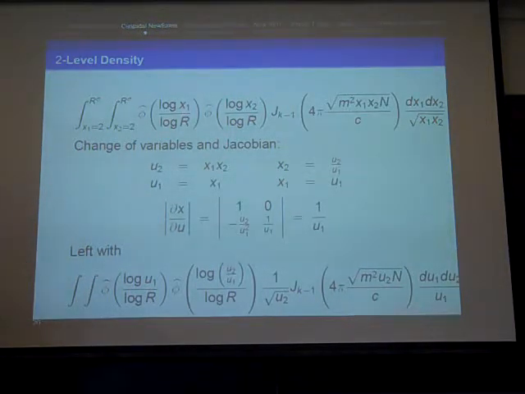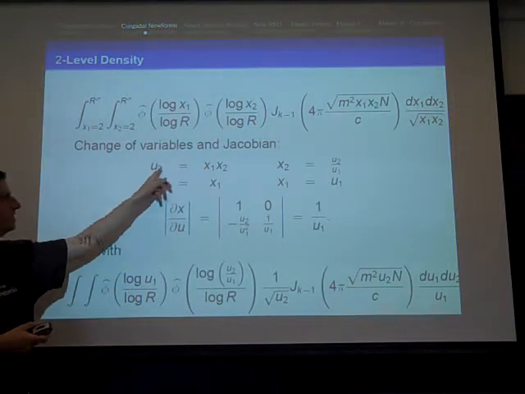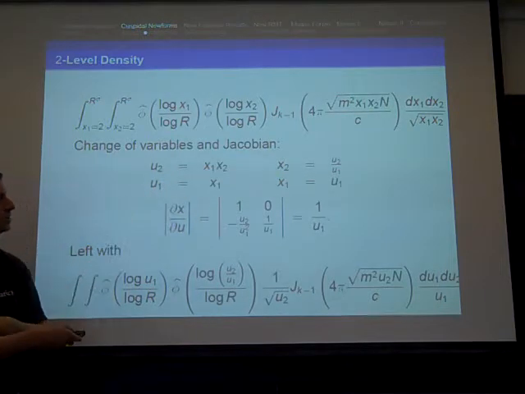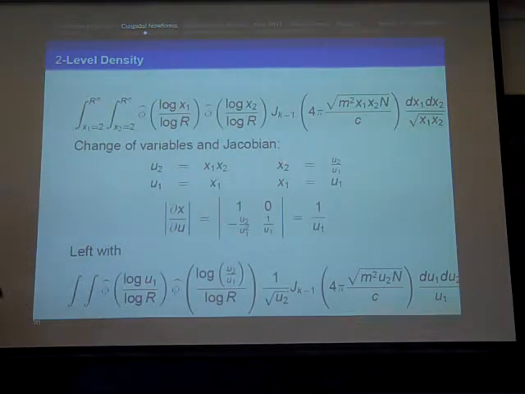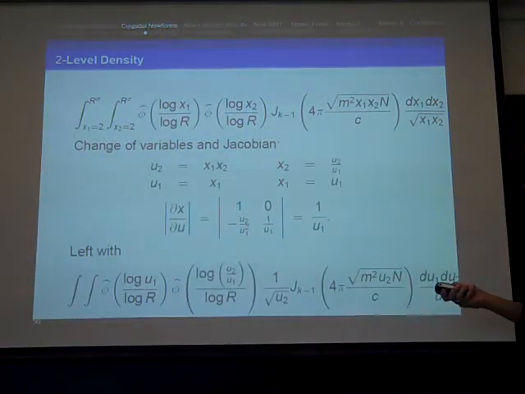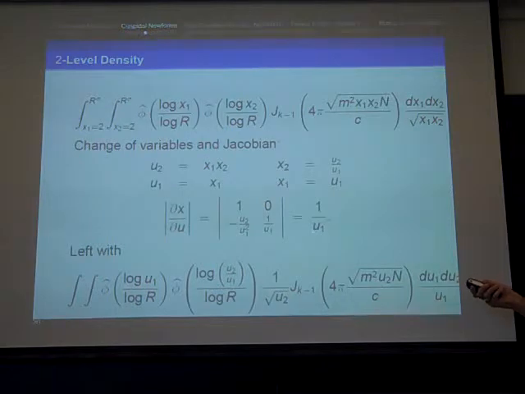So the two-dimensional integral for the two-level density: I have my test functions, I have two different arguments, I have my Bessel function, and I have this integral. The idea is the following change of variables. Let u2 equal x1 x2, let u1 equal x1. I can solve for x1 and x2 in terms of the u's. I calculate the Jacobian, so if you've taken Calc 3, you can now at least say you've finally seen the use of this. The Jacobian is going to be 1 over u1.